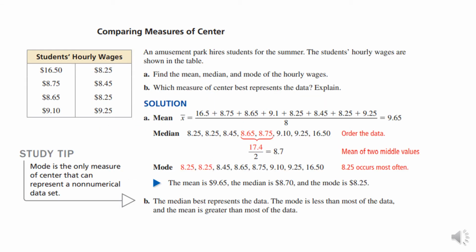All right. So now we're going to compare the measures of center. An amusement park hires students for the summer. These are their hourly wages. They want you to find the mean, median, and mode.